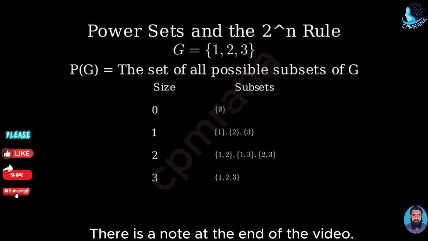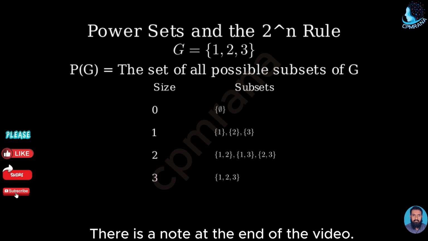First, we have subsets of size 0. This is just the empty set. Then we have subsets of size 1, which are {1}, {2}, and {3}. Next, subsets of size 2, which are {1, 2}, {1, 3}, and {2, 3}. Finally, we have the subset of size 3, which is the entire set {1, 2, 3}.